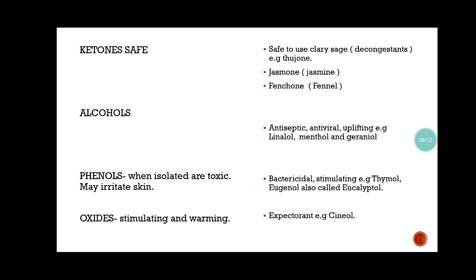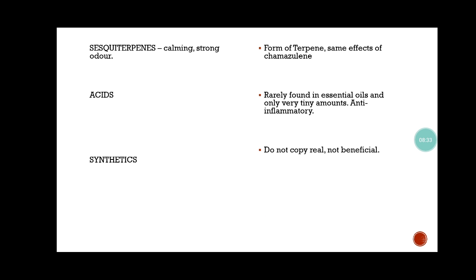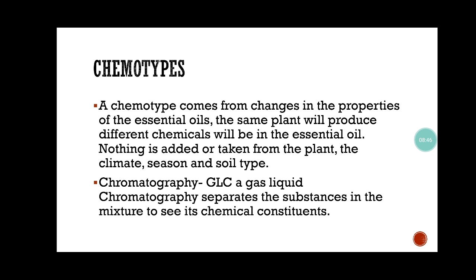Now the ketones, there are safe ones, which is right here for you, your fennel and your jasmine, clary sage, but even with your clary sage you've got to be careful. This is with the beans. And obviously now you can keep those and go back to them as needed.